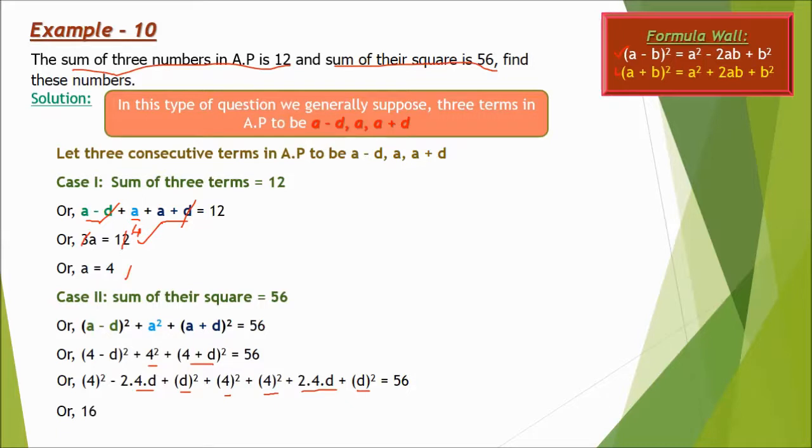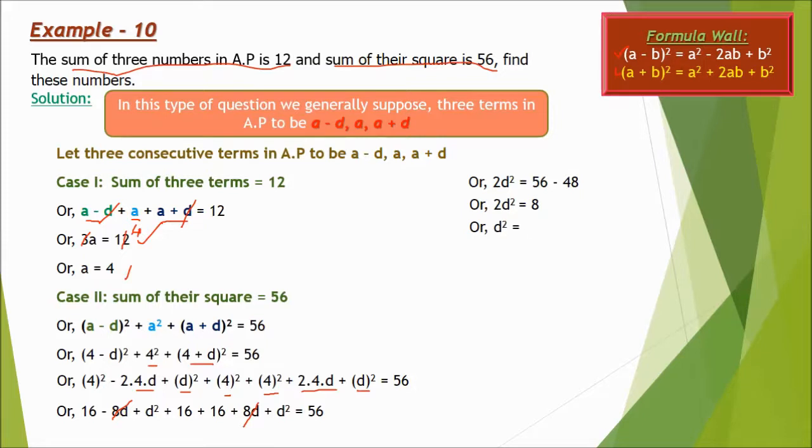Or 16 minus 8d plus d square plus 16 and 16 plus 8d plus d square is equal to 56. Now we can cancel 8d and 8d, and the sum of the 16 and 16 will be 48, or 2d square is equal to 56 minus 48, or 2d square is equal to 8, and d square is equal to 4.